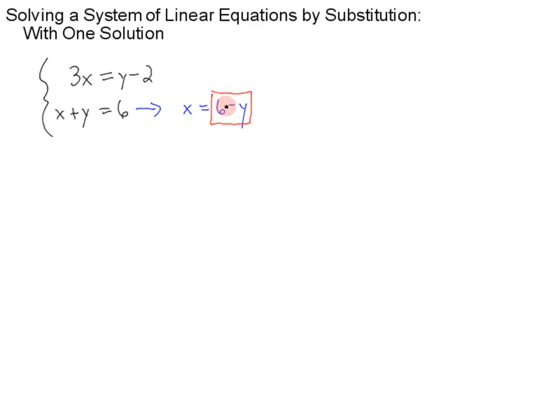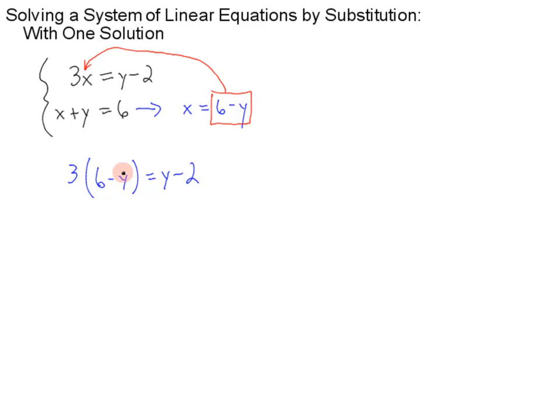So 6 minus y can replace this x in the first equation because that's what x is. So now I will come down here and rewrite my first equation with the replacement. So 3 times (6 minus y) equals y minus 2. Notice that in this equation I just have a y variable, so now I can get y by itself to figure out what number y must be.